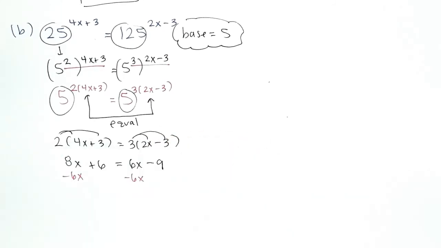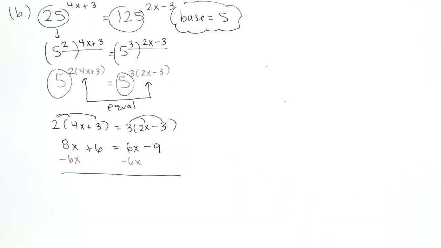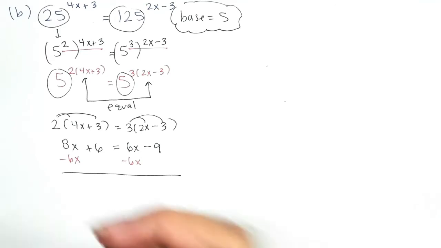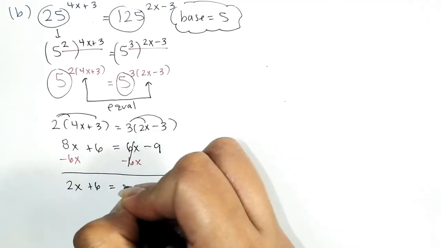What if that's not you? It's okay, we'll get the same answer. Signs will cancel and we'll get the same answer, I promise. After we subtract 6x from both sides, that will leave us with 2x plus 6 is equal to negative 9.